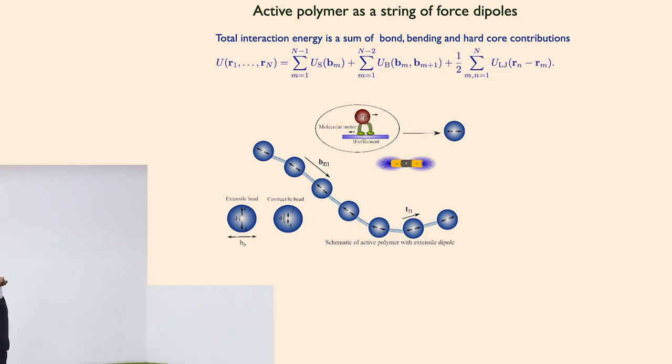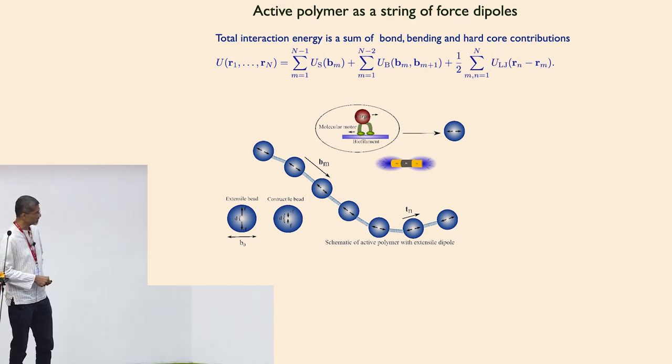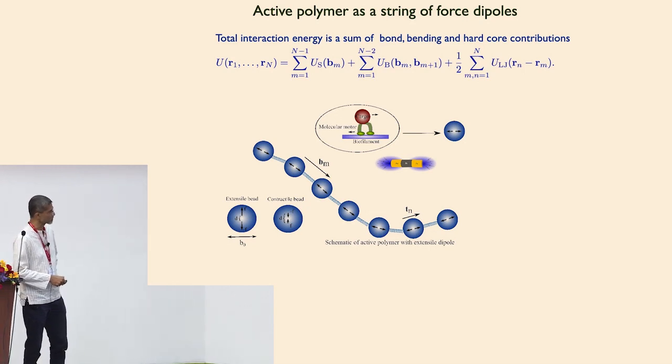Okay, so now, if you consider a filament like this, then the net energy in the system is coming from the springs and coming from a bending modulus. Okay, so we consider this as a stiff filament.